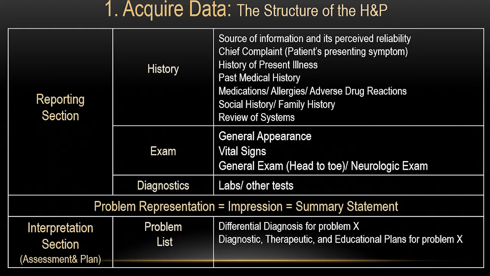And after this, which we call the reporting section, we try to summarize the findings in a 1 to 2 sentence summary, and this is going to be our problem representation, or what's called in the written documents here in the United States impression or summary statement. And then finally, we're going to do the interpretation section where we are going to put problem lists, and for every problem, we're going to put the differential diagnosis and some diagnostic and treatment or therapeutic and educational plan.